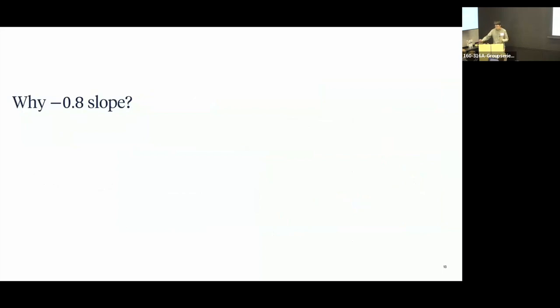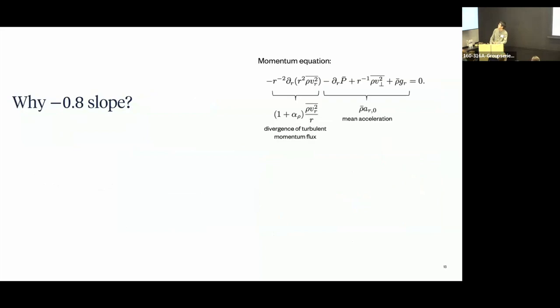Okay, so moving on to the second big question, why this -0.8 slope? Well, here things get a bit more tricky because we have to look at the momentum equation. So the momentum equation can be rewritten, roughly speaking, as two terms. One is the divergence of turbulent energy flux. The second is a mean acceleration term. And the divergence can be further rewritten in terms of this density slope alpha_rho if you assume self-similarity. So that gives you alpha_rho equals -1 plus this messy looking thing.